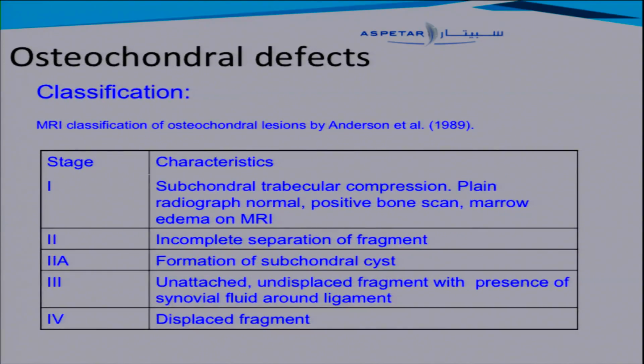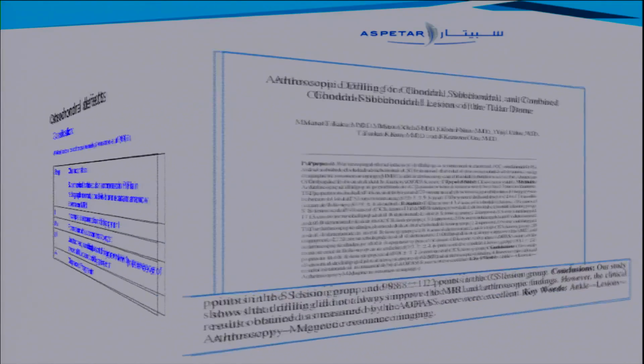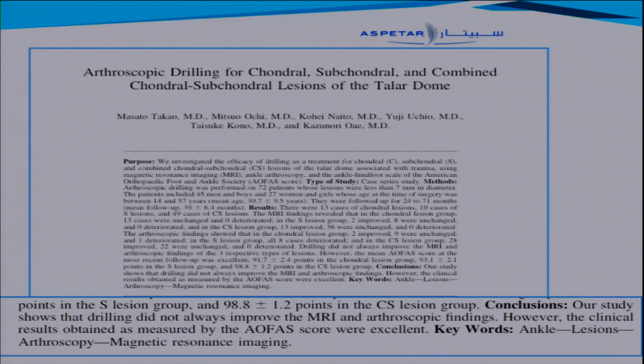And then, of course, an MRI classification was there. Now, on the other hand, MRI is a really useful tool to address a classification with the MRI classification system. But another study shows that drilling did not always improve the MRI and the arthroscopic findings in a patient that was treated for a lesion. However, the clinical results were there and the scores were excellent.